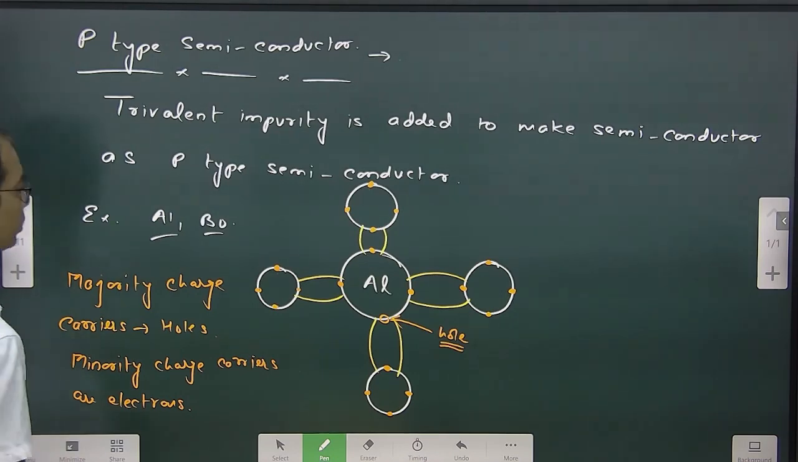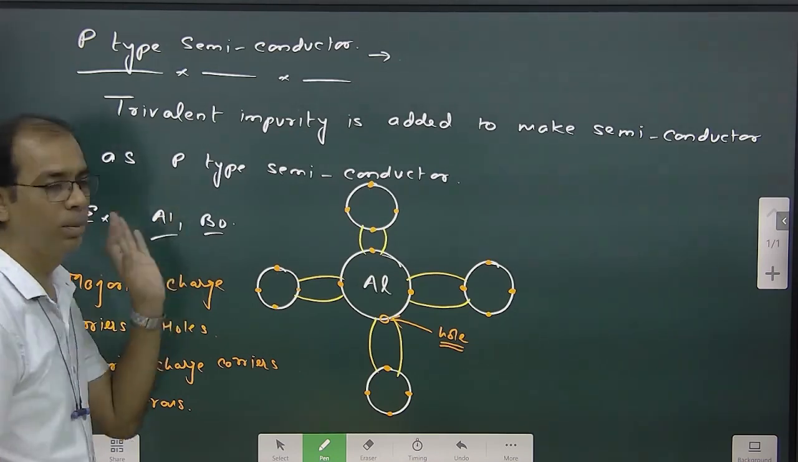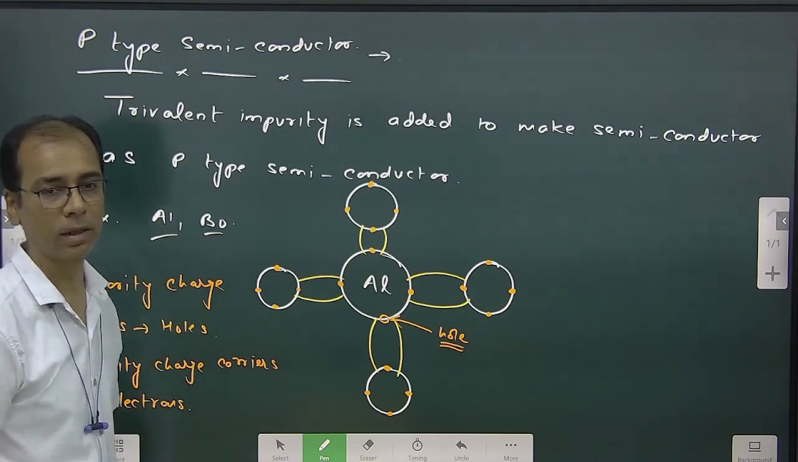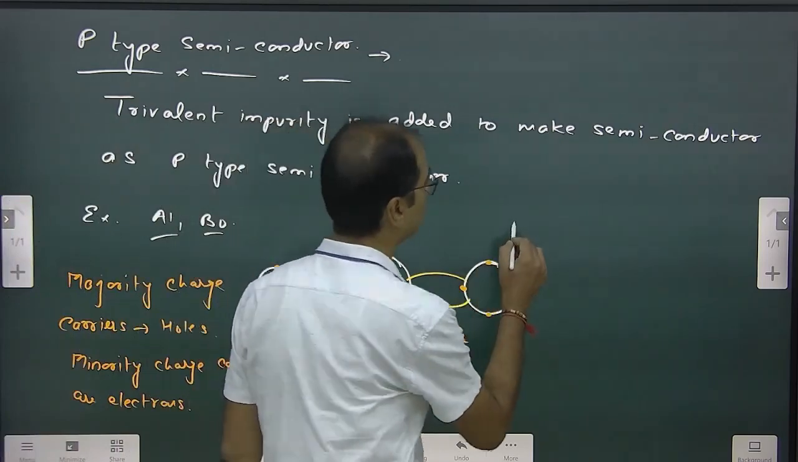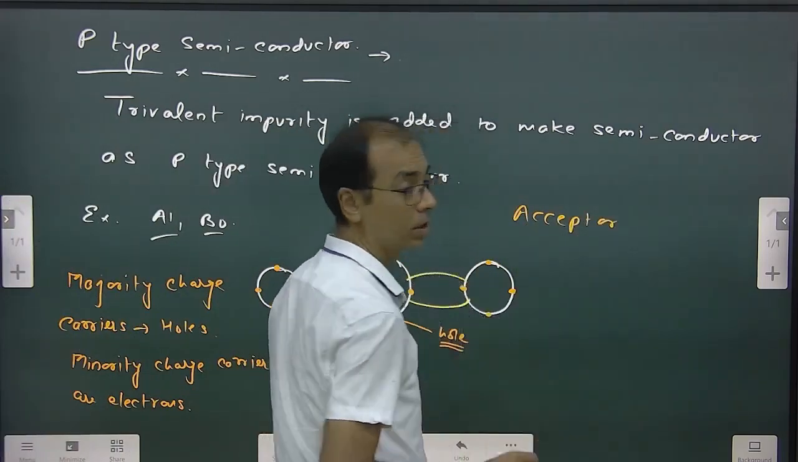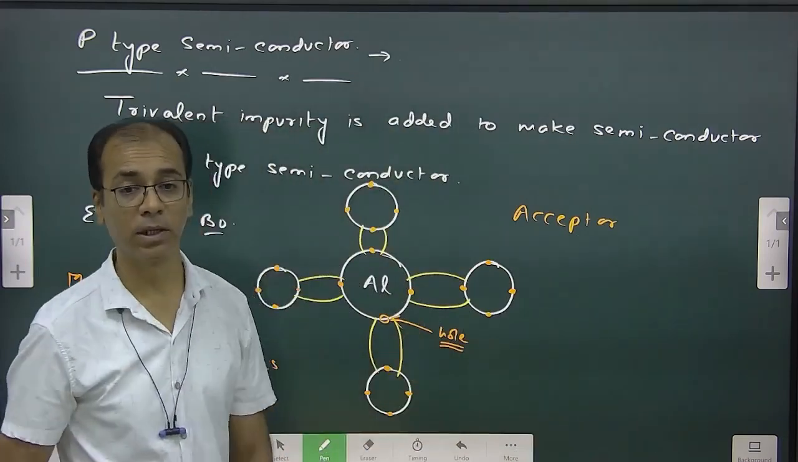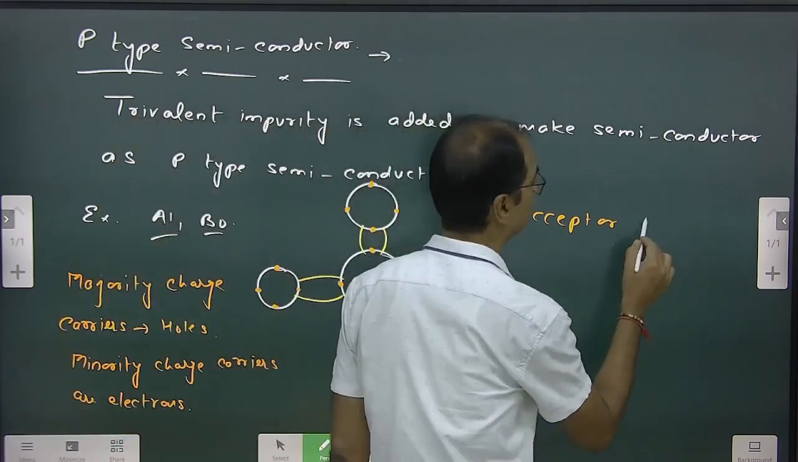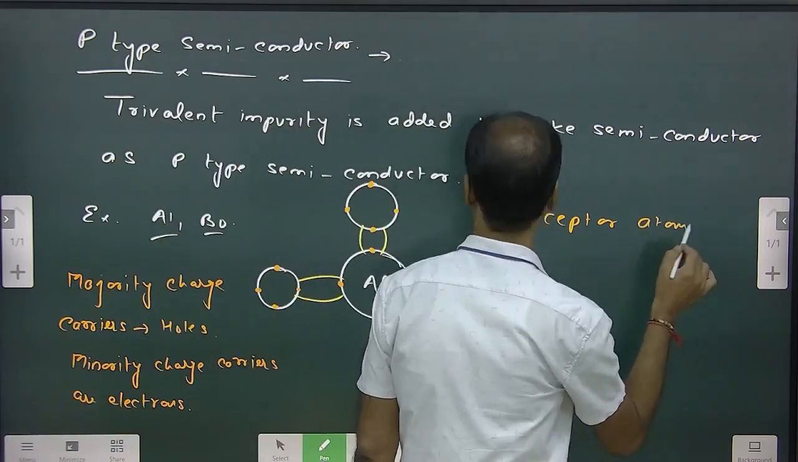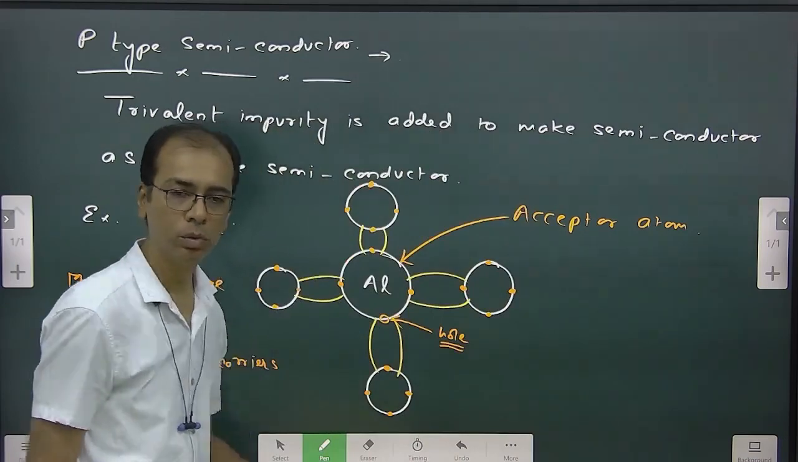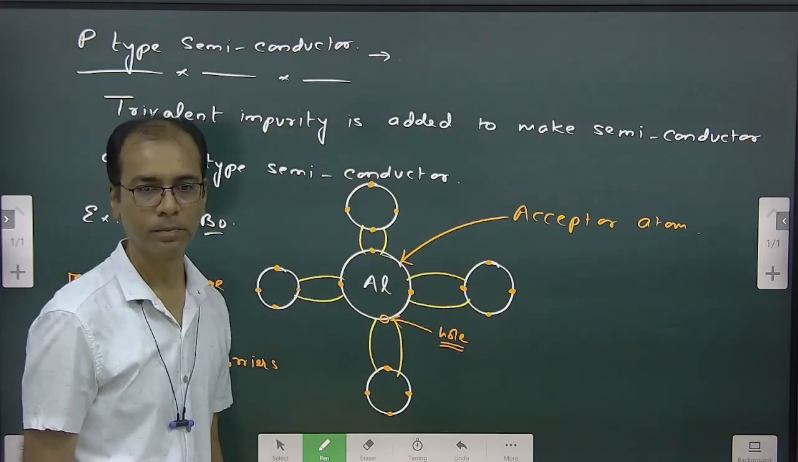Okay. So this aluminum or boron, this trivalent impurity, is called acceptor. In N-type semiconductor, what did we see? We saw that the impurity you are adding gives an extra electron. We call it a donor atom. This is an acceptor atom. Who? The trivalent impurity.